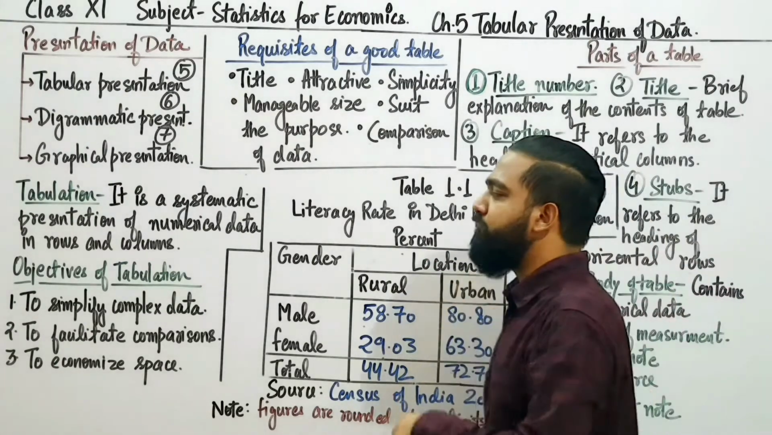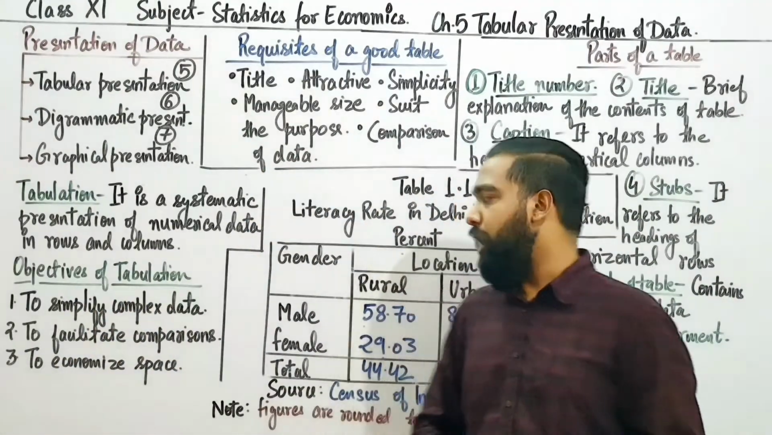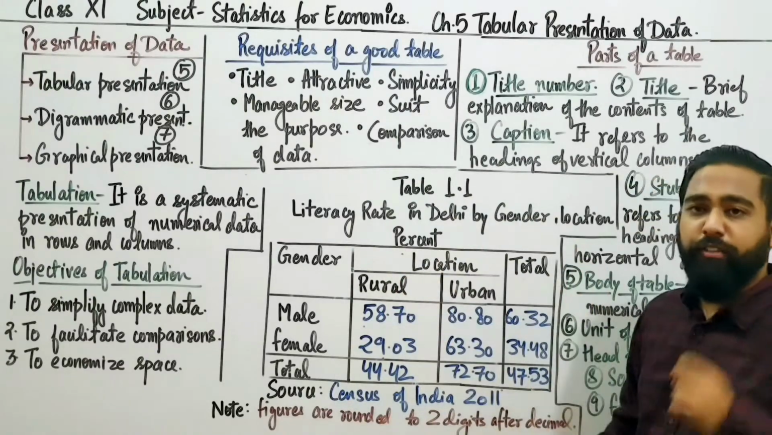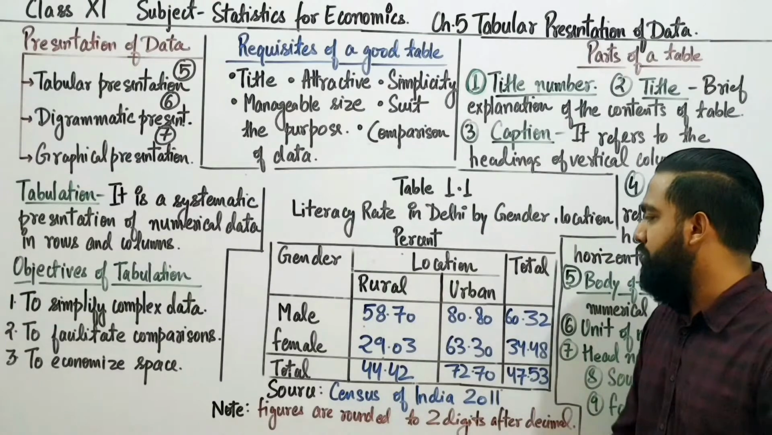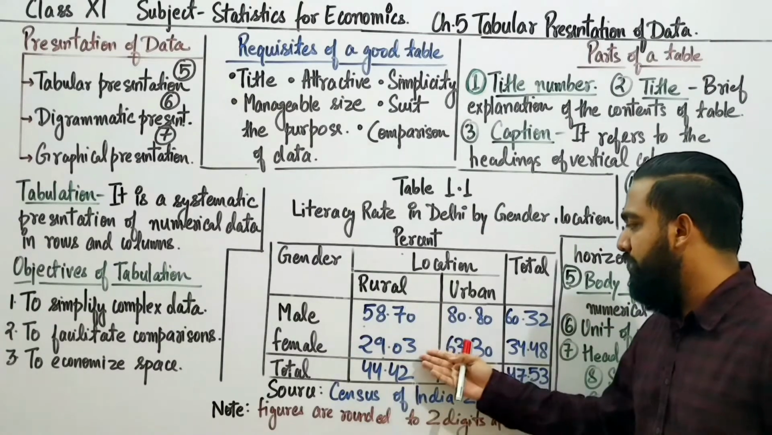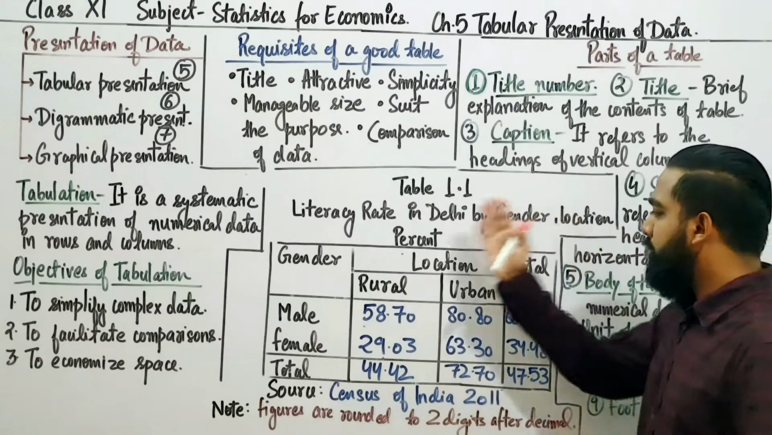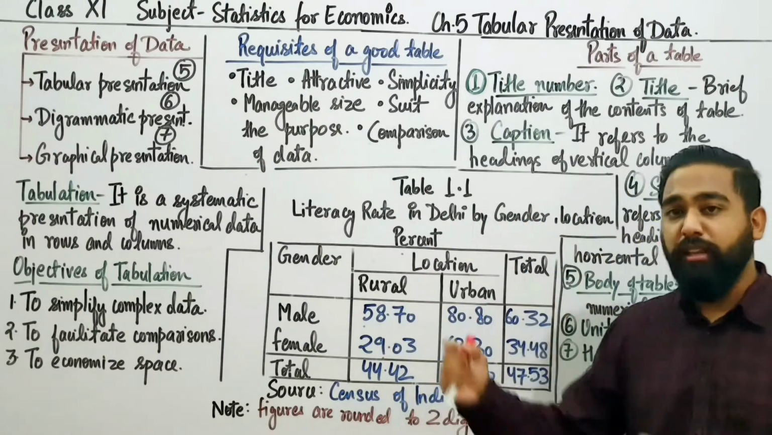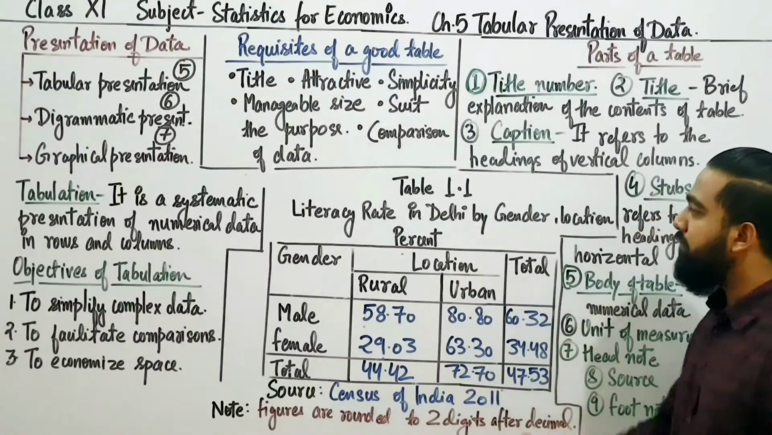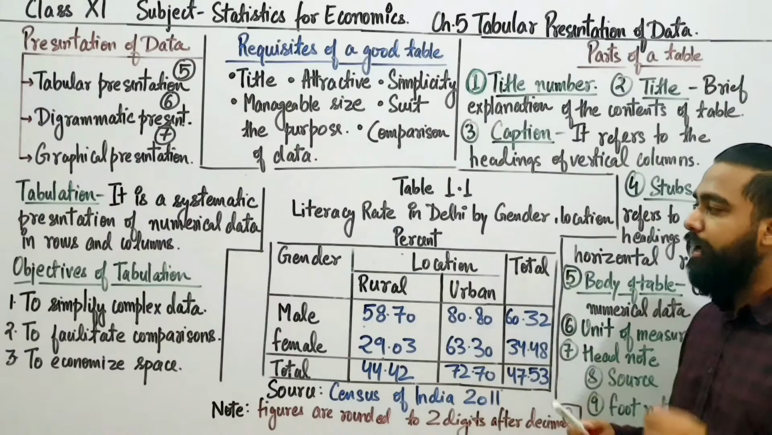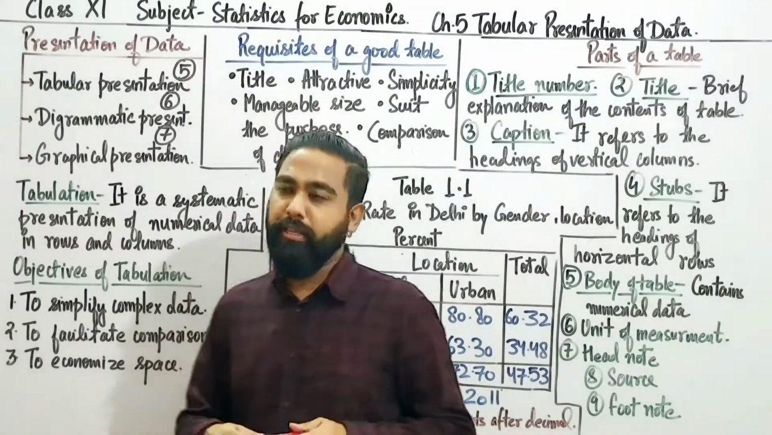Now, what are the objectives of tabulation? First, it is used to simplify complex data. If we talk about the population of Delhi, then the rural population is this, the urban area is this, the female population in rural areas is this. This is so precise, and it is simplifying this complex data. You have to be very good at making the tabulation so that your data is simplified and does not look complex.